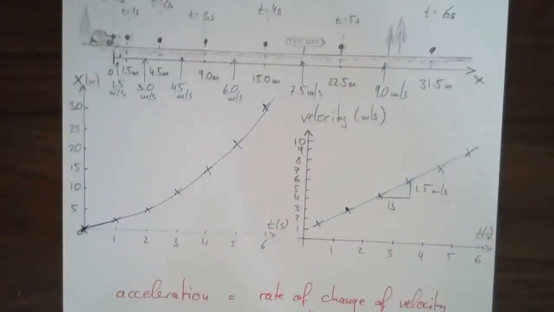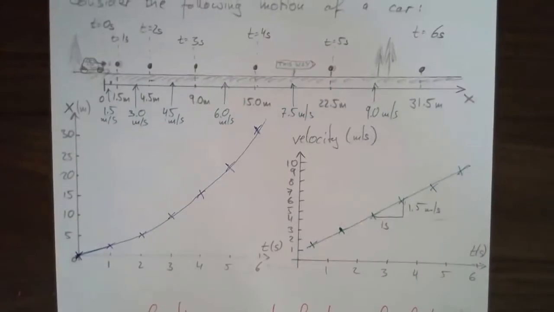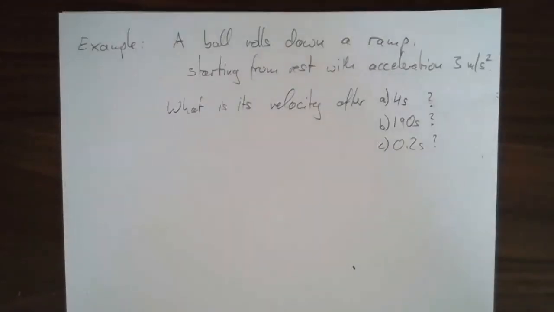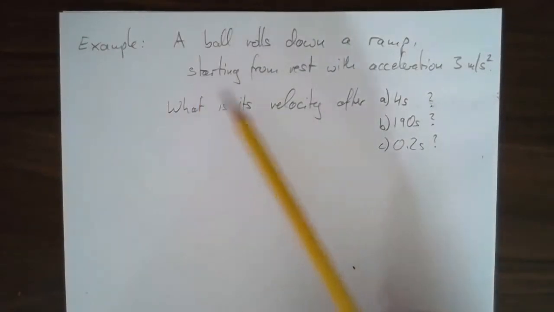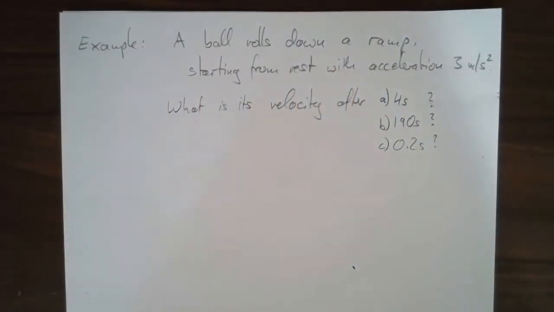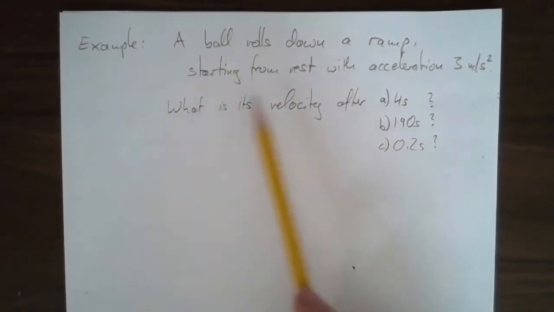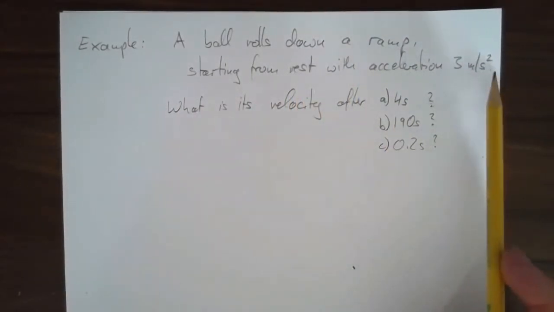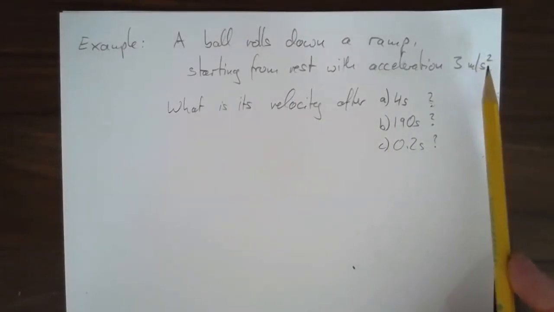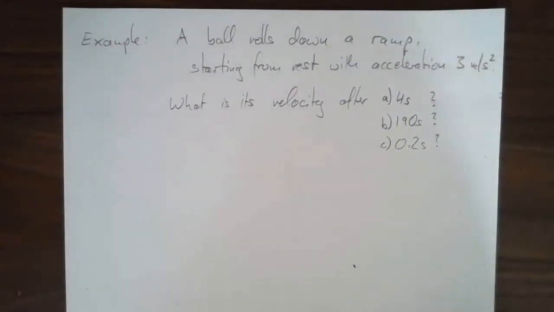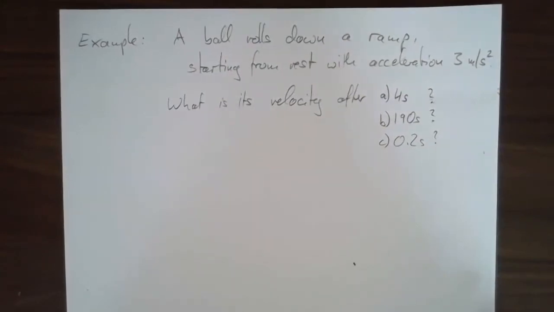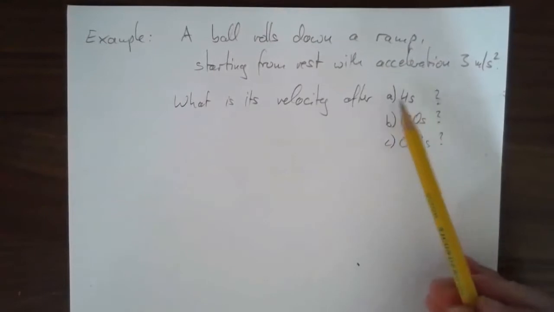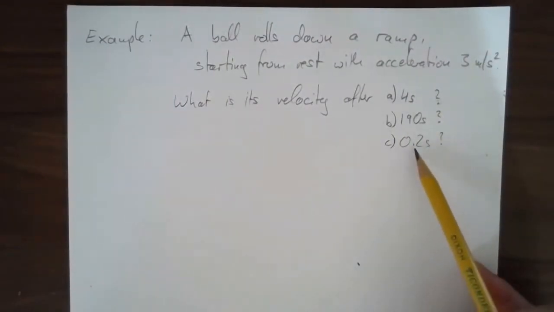Okay. Let's just look at another example. The example I'm going to look at is this. A ball rolls on a ramp. Hopefully you can visualize that in your head. I'm starting from rest, and with an acceleration of 3.5 meters per second squared, and remember that means 3.5 meters per second every second. That is its rate of change of velocity. What is its velocity after 4 seconds, or 190 seconds, or 0.2 seconds?